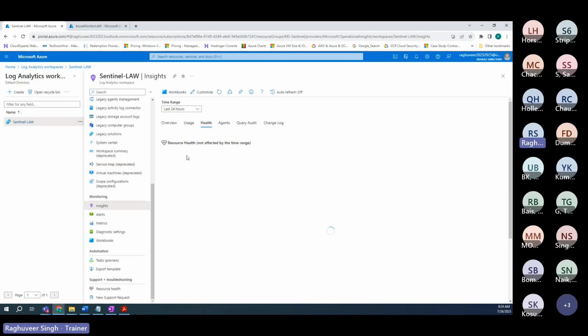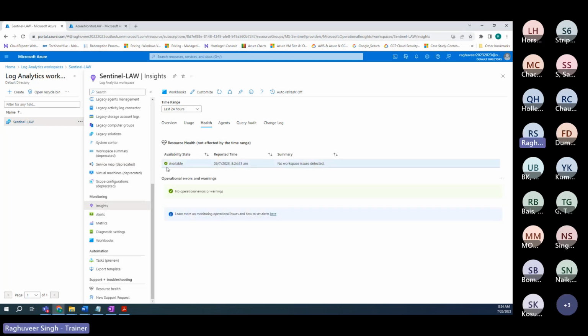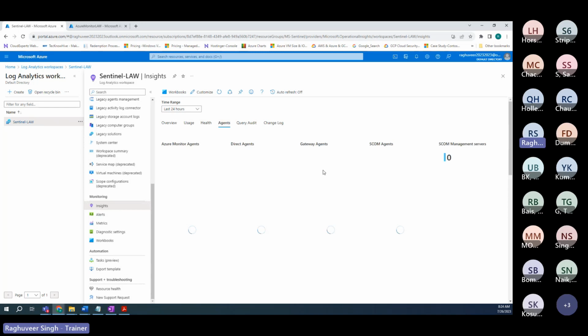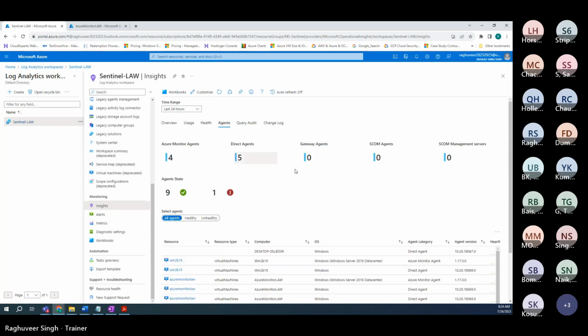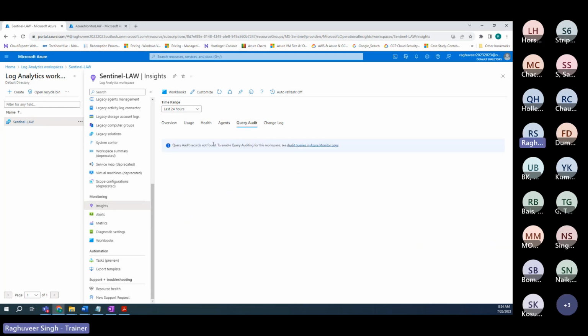the health of the service itself, which is the health of the Log Analytics service. It also shows you the health information of the service, that the service has been working properly. It shows you agent-specific information. It shows you any audit, and any log of service configuration changes. So that's what it basically shows you.